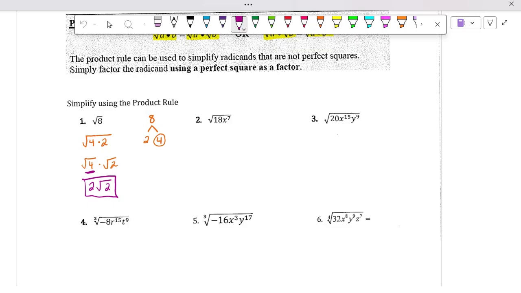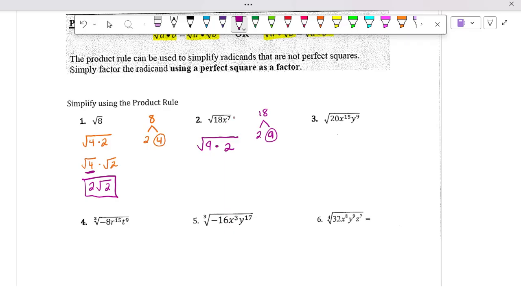So with number 2, I'm going to do the number first and then I'll do the variable. I'm going to break down the number first into a perfect square. So that'll be 2 and 9. So as of right now, it's 9 by perfect square, I have 9 times 2.